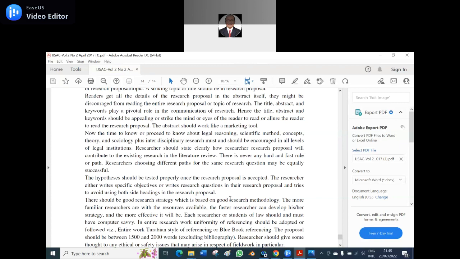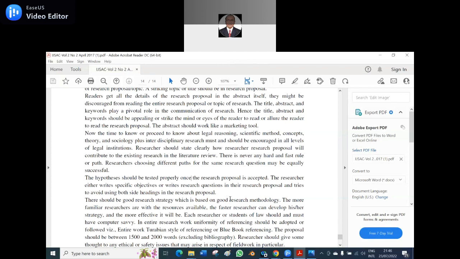There should be a good research strategy which is based on a good research methodology. How you make a strategy and how you evaluate it depends upon the methodology that you are using. The more familiar researchers are with the resources available, the faster they can develop their strategy, and the more effective it will be. So planning, strategy, methodology, sharpness, quickness, and presenting are all components that should be there for getting a good research result.